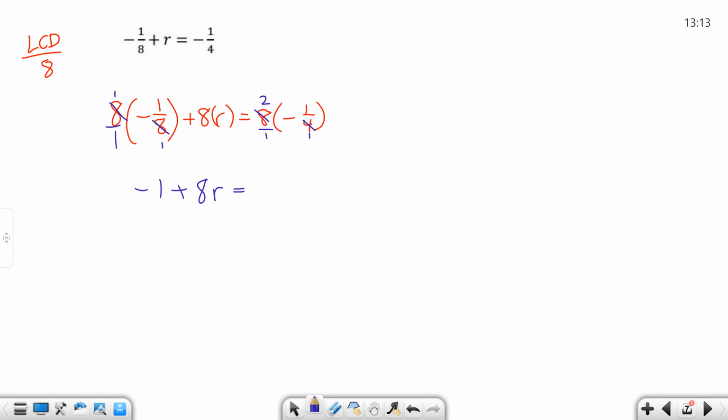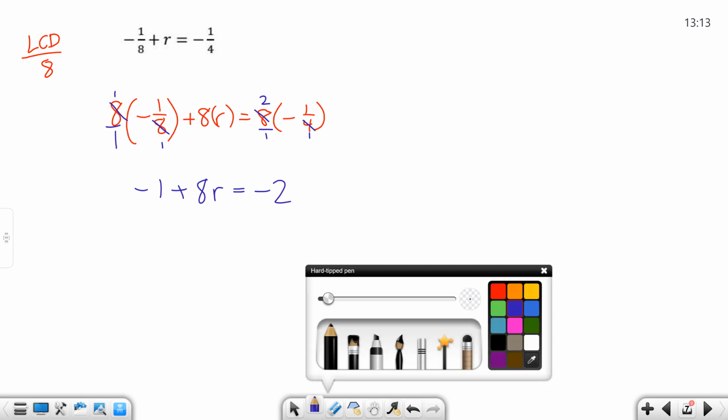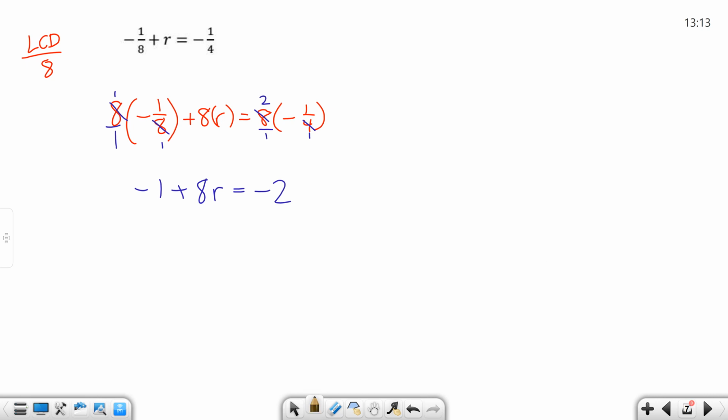So then 2 times 1 is 2 over 1, so it's 2, and then it's a positive times a negative, so it's what? Negative. So that's negative 1 plus 8r equals negative 2, and that's great because now I don't have any fractions. Every single time I multiply everything by the LCD, I eliminate my fractions completely. If I don't, I messed up, either in choosing my LCD or when I try to get rid of my fractions. But that's a glory hallelujah moment because there's no more fractions.